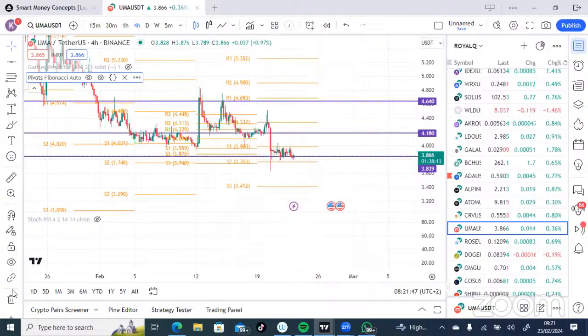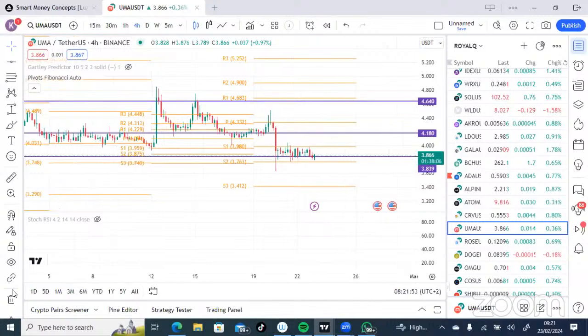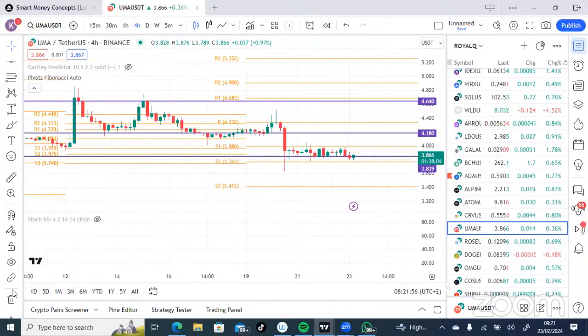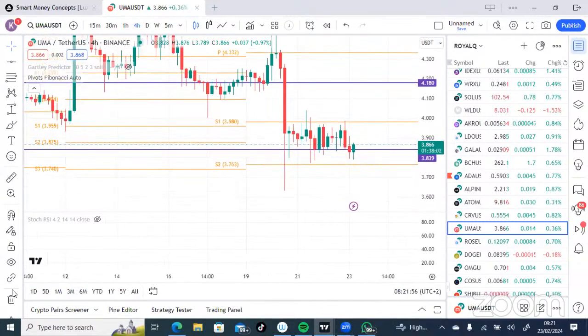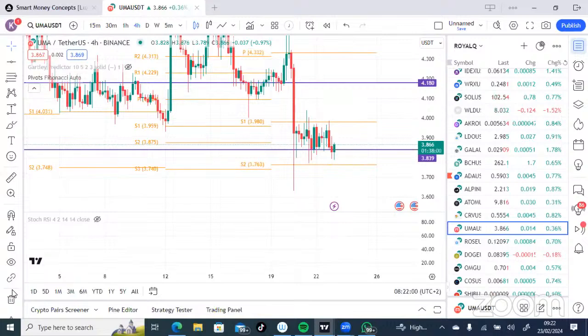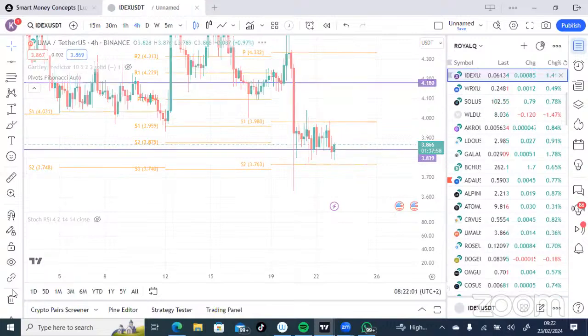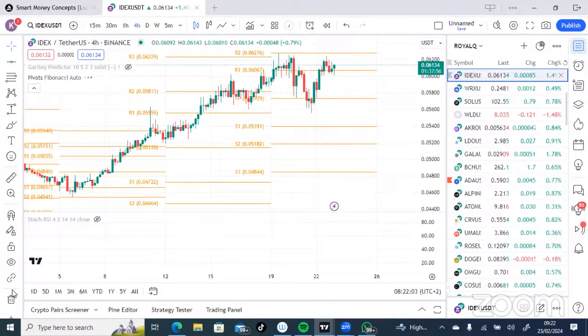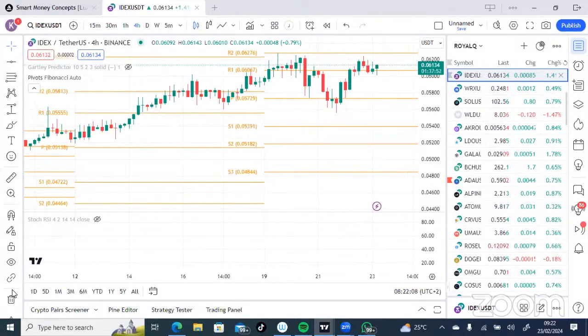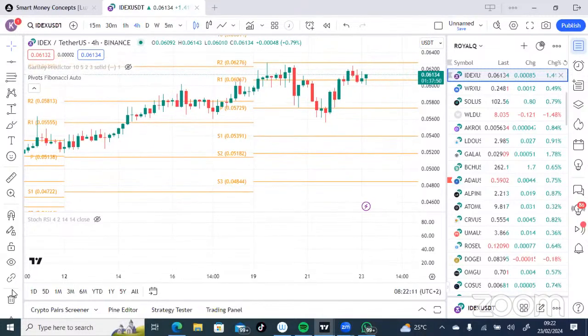Okay. You tap on the setting. Never forget to press OK. Now, let me find a good coin. Can you see?